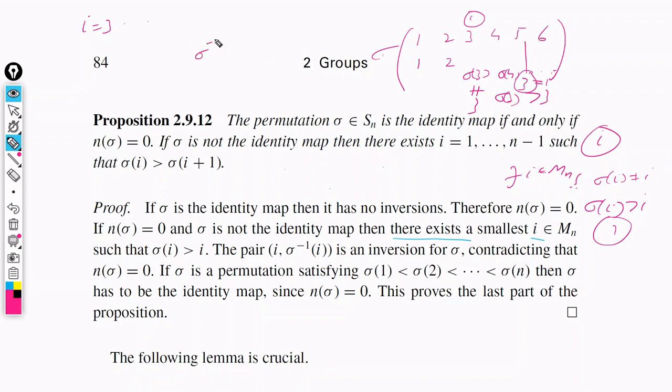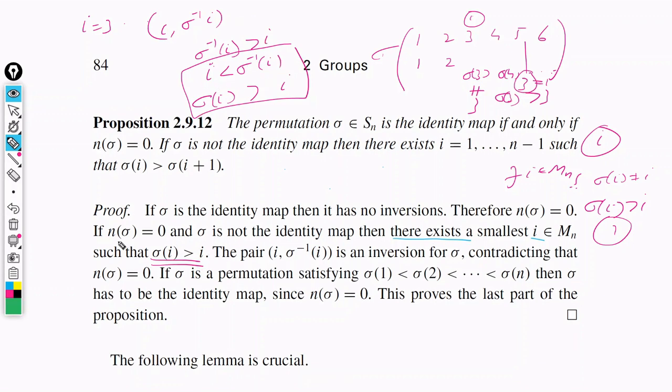So you can conclude that sigma inverse of i is greater than i, or we can say that i is less than sigma inverse of i. Then we apply sigma to both sides. So the left side becomes sigma(i) and the right side becomes i. So what is the relation between sigma(i) and i? Already we chose i in such a way that sigma(i) is greater than i. So what is our conclusion? The pair i, sigma inverse of i is an inversion. This is a contradiction to our assumption that n(sigma) equals 0. So sigma must be the identity map.